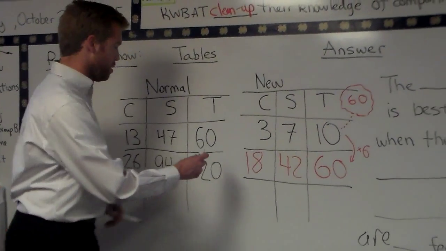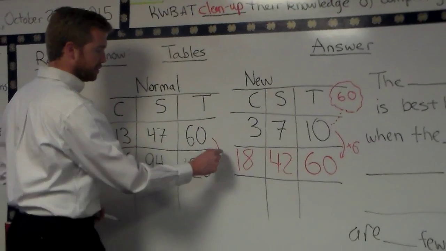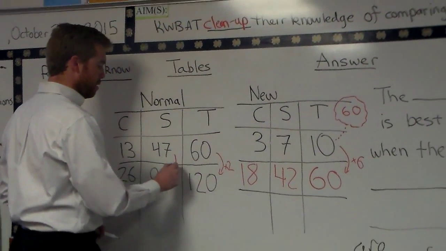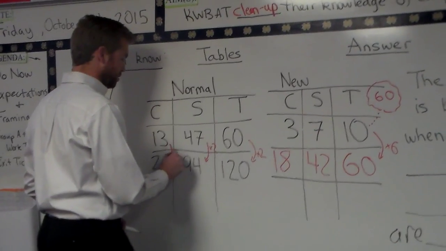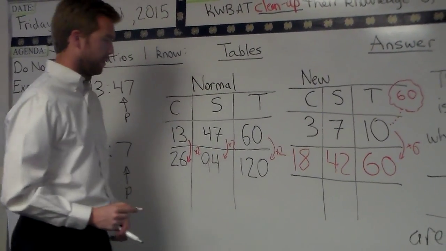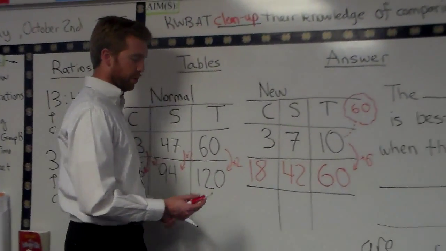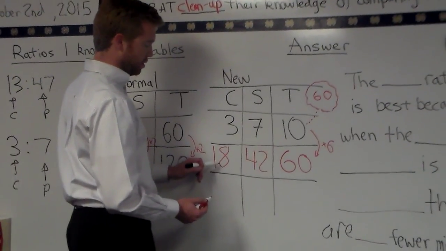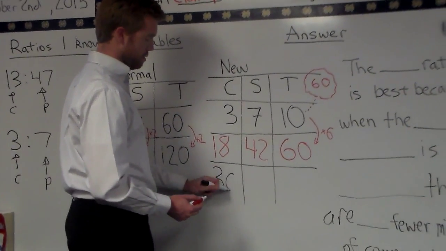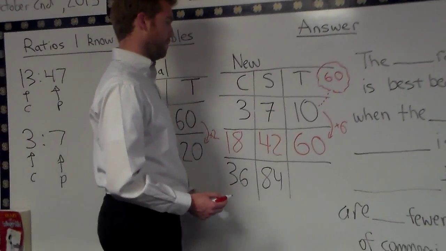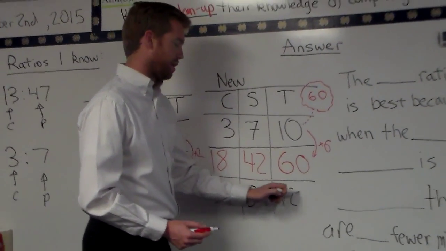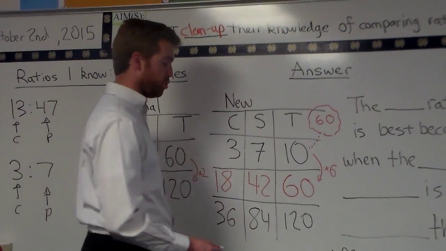So again here, if I were to annotate this, what I did was I multiplied by 2. Multiplied by 2. Multiplied by 2. And so finally, I can double this one as well. Again, I'm multiplying by 2, so here I would get 36. This would be 84. And then this would be, like we said, 120 minutes or 2 hours.